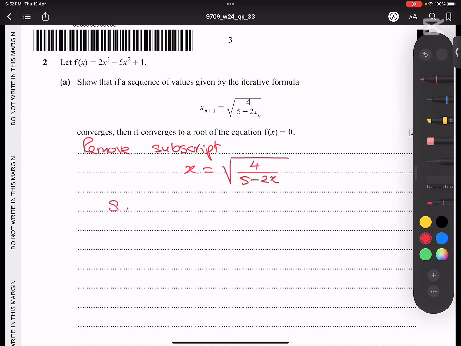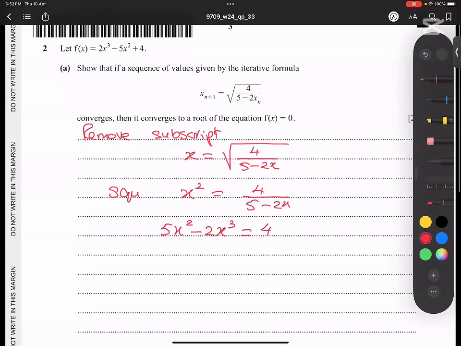Now I will square both sides. This becomes x to power 2. Here I get 4 over 5 minus 2x. Now cross multiply. I can say 5x to power 2 minus 2x to power 3 is equal to 4. When I bring this equation to the left side, 5x squared, yes, correct, then I get 5x to power 2 minus 2x to power 3 minus 4 is equal to 0.